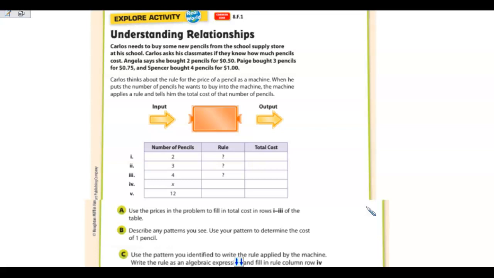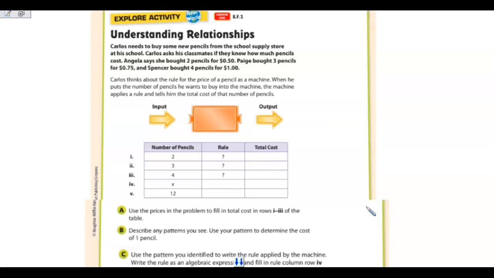Carlos needs to buy some new pencils from the school supply store at his school. He asks his classmates how much pencils cost. Angela says she bought 2 pencils for 50 cents. Paige bought 3 pencils for 75 cents. And Spencer bought 4 pencils for $1.